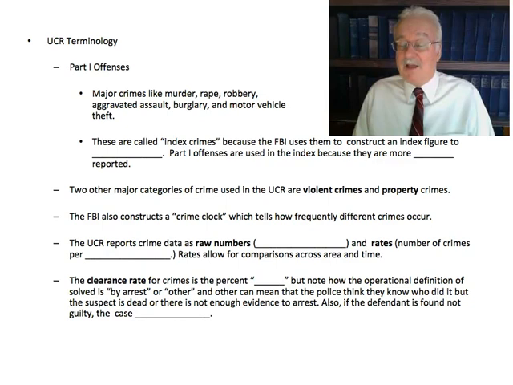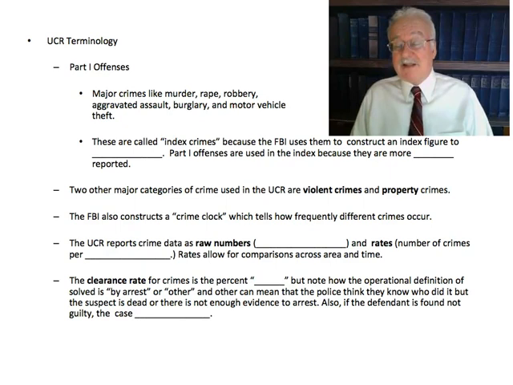So the clearance rate is a highly misleading statistic. Most people think clearance means they found the guilty person and he or she was convicted. Again, that's not the case. If an arrest is made, the crime is cleared, even if the person is found not guilty. If they can't find the person, but they think they know who it is, or they think the person is dead, they could clear the crime.